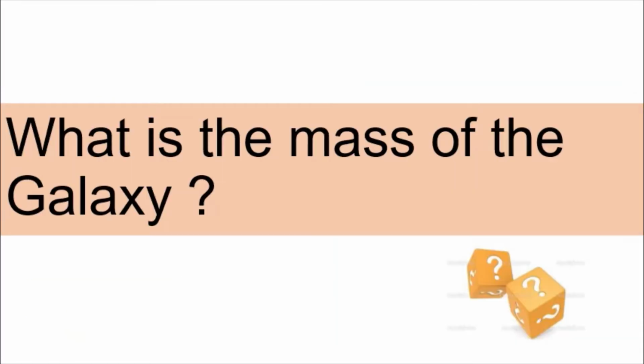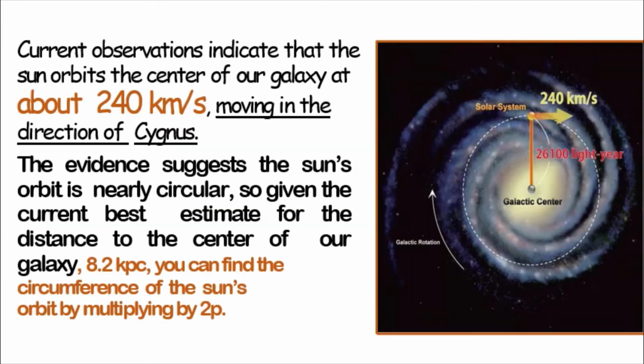What is the mass of the galaxy? Current observations indicate that the Sun orbits the center of our galaxy at about 240 km per second, moving in the direction of Cygnus. The evidence suggests the Sun's orbit is nearly circular. So, given the current best estimate for the distance to the center of our galaxy, 8.2 kiloparsecs, you can find the circumference of the Sun's orbit by multiplying by 2π.